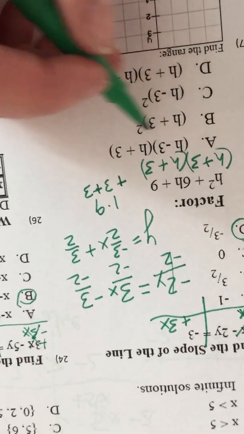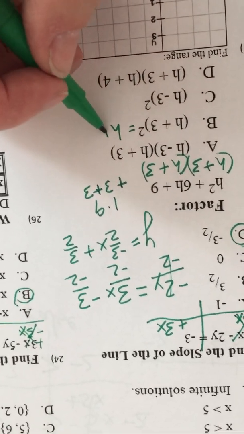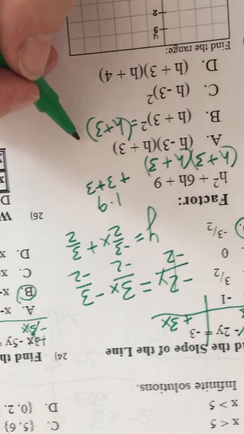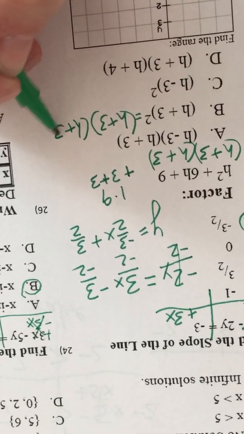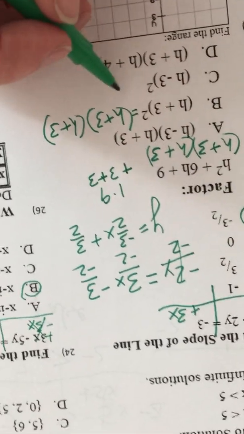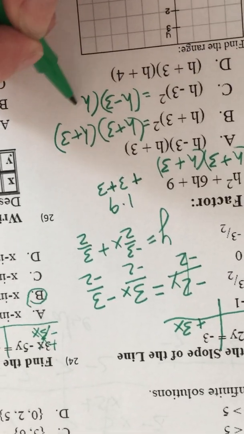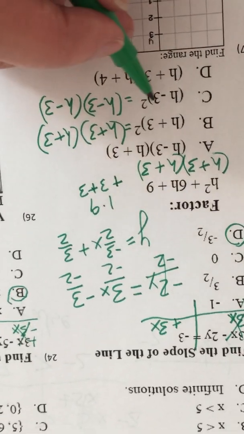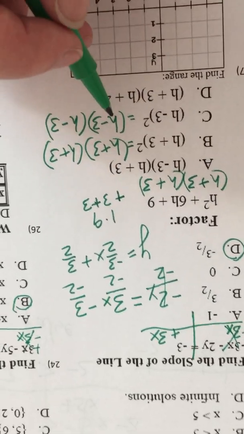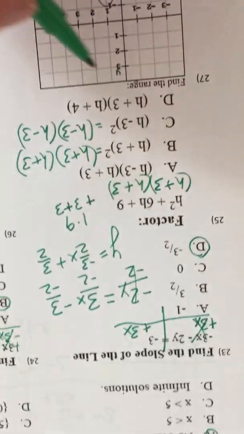This whole thing is being squared, so this is the same thing as h plus 3 times h plus 3, which is our answer. This one is the same thing as h minus 3 times h minus 3. So sometimes you may have to just rewrite these as two binomials being multiplied together so you can see that they do match. So B was the correct answer.